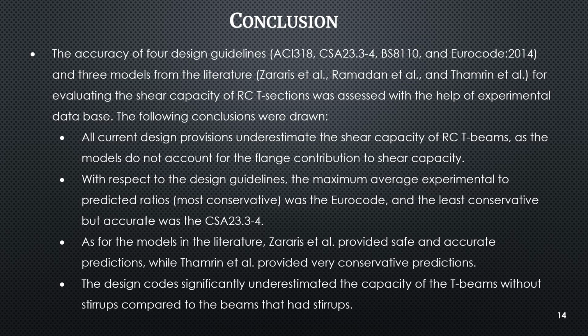All current design guidelines tend to underestimate the shear capacity of reinforced concrete T-beams, as the models do not account for the flange contribution to shear capacity. With respect to the design guidelines, the maximum average experimental to predicted ratio, which was the most conservative, was the Euro code, and the least conservative but accurate predictions was the Canadian CSA code.